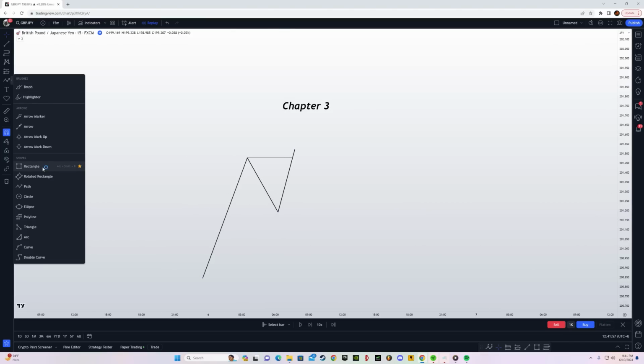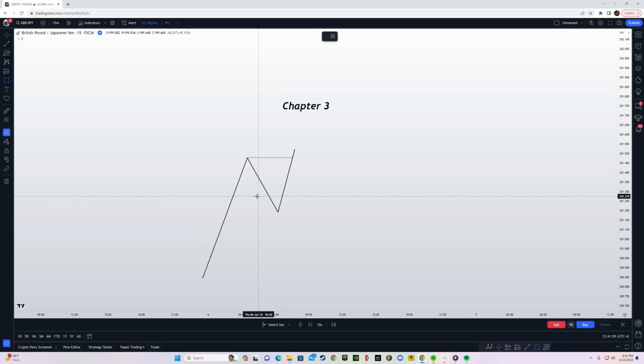What is IRL? IRL is internal range liquidity. So any fair value gap is considered to be internal range liquidity.